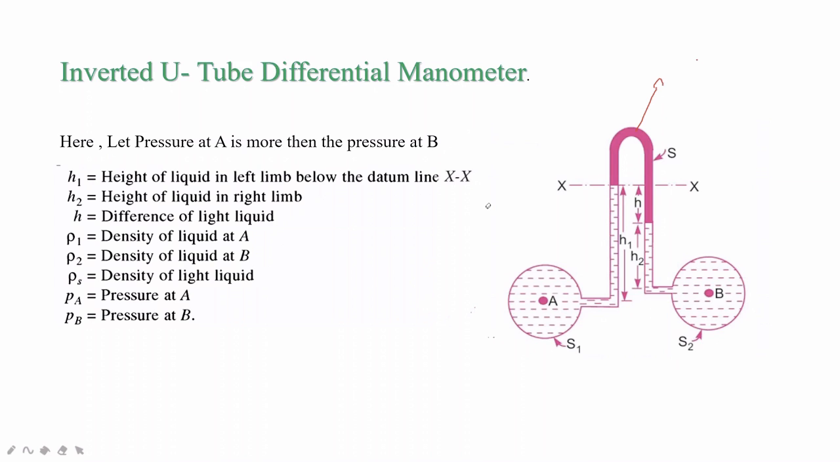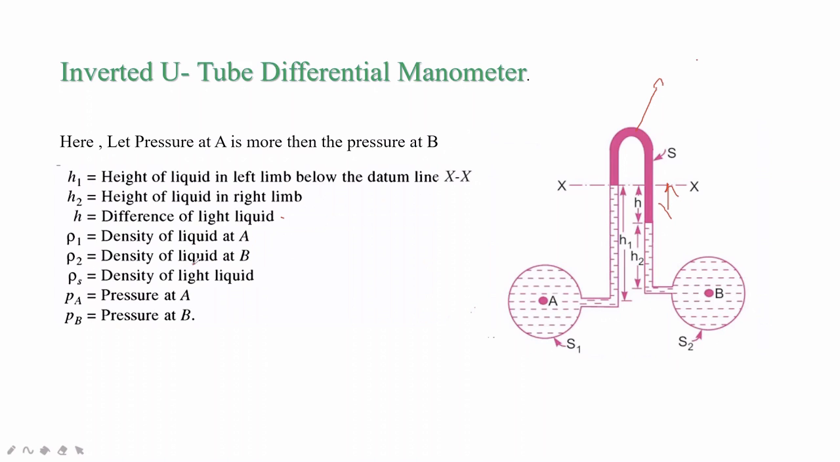It is almost the same as we did earlier, that we take the datum and equate the left limb to the right limb. That is the main thing. So H1 is the height of the liquid in the left limb below the datum XX. H2 is the height of the liquid in the right limb. I'll go fast. H is the difference of the light liquid from the datum.